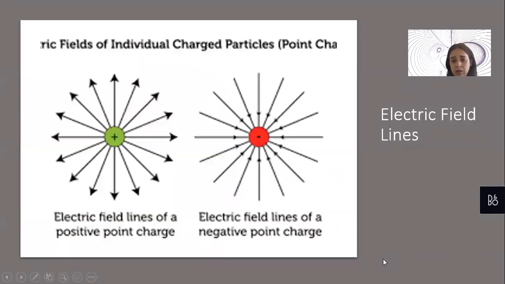So this is what I'd like you to draw in your notebooks. This is the electric fields of two individual point charges, meaning one positive charge, the arrows go out, and then a negative charge, the arrows go in. Right, so take the next minute to draw both of these into your notes. When you're ready to come back, hit play. Press pause now.